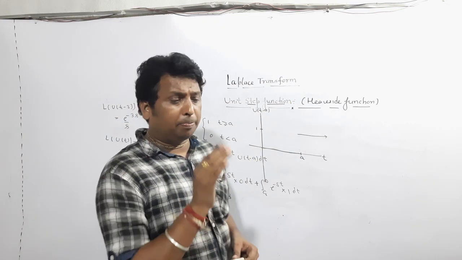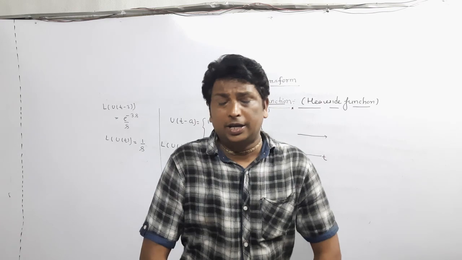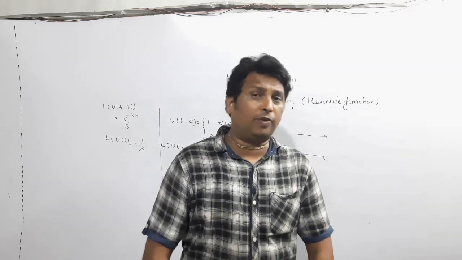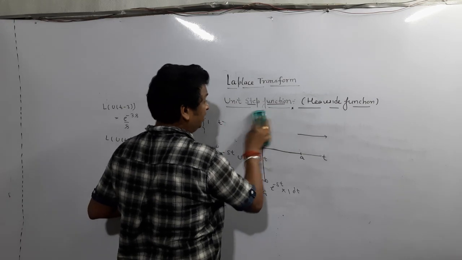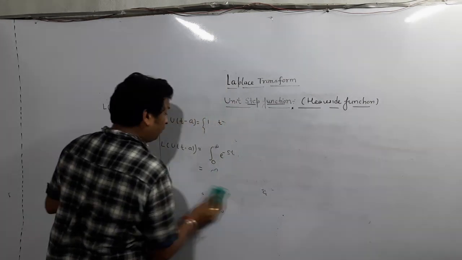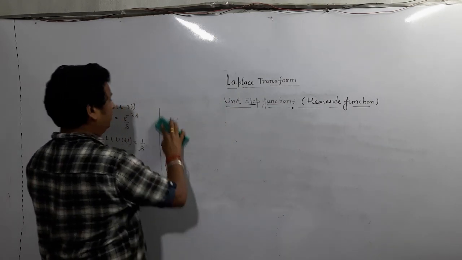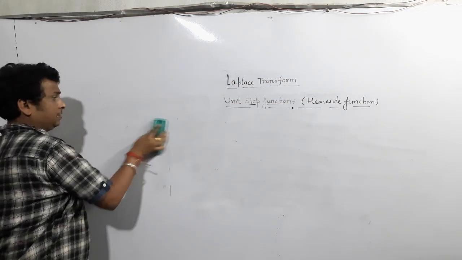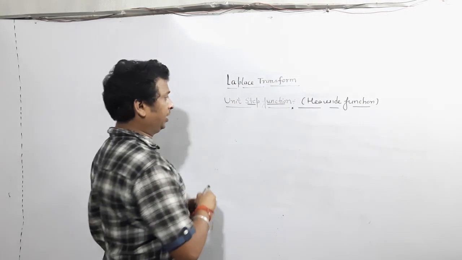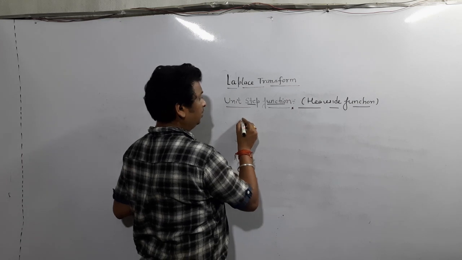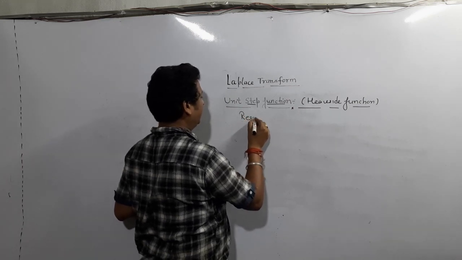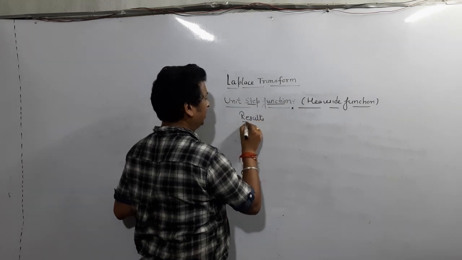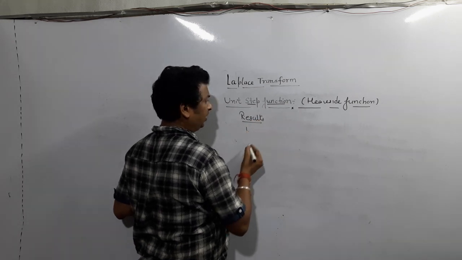Now I will tell you some properties, and then we will go for some questions. How we convert any function in terms of unit step or Heaviside. It's very important in control theory. So properties, or we can say results. There are two results which are very important.